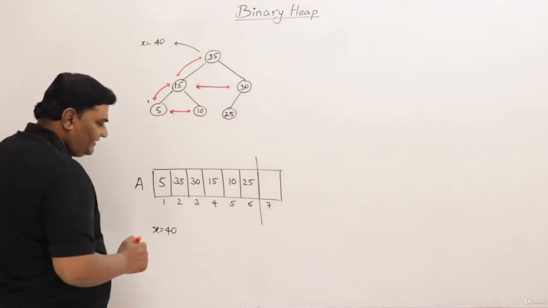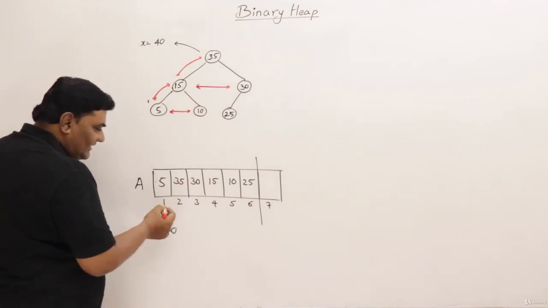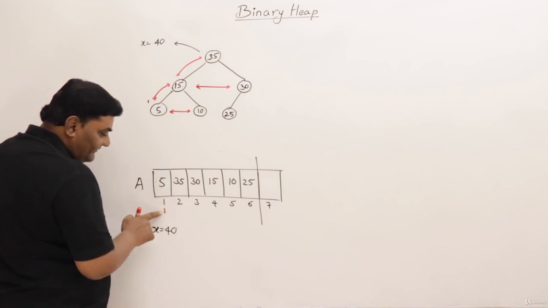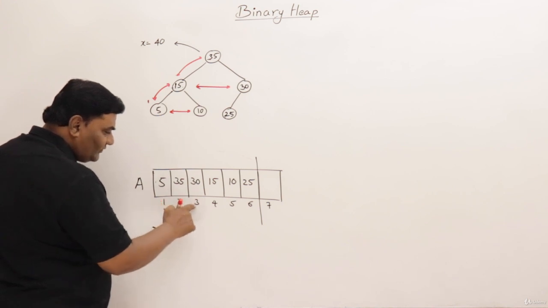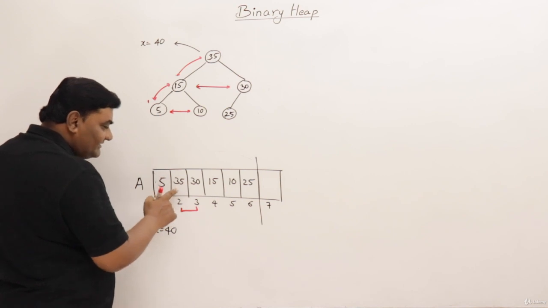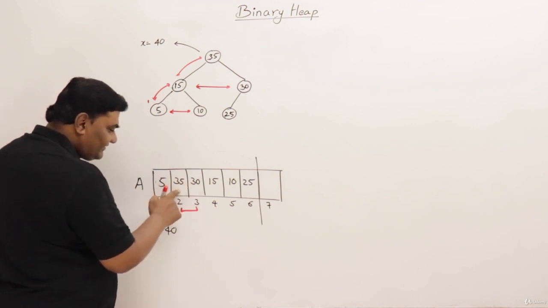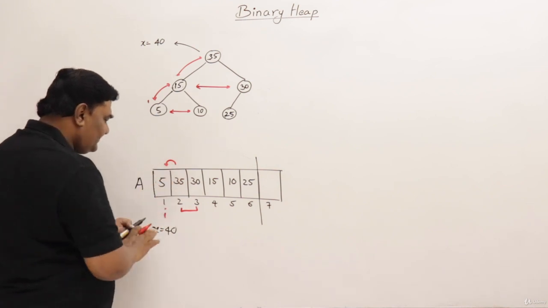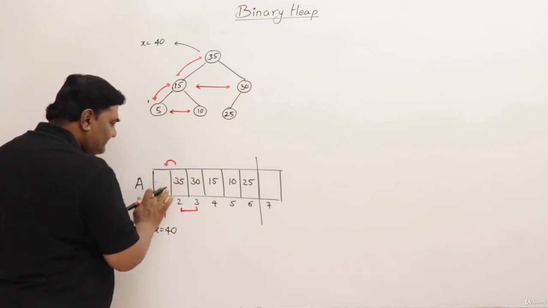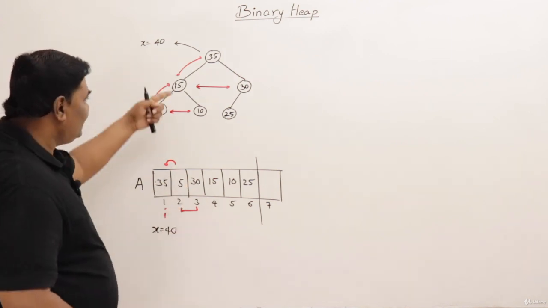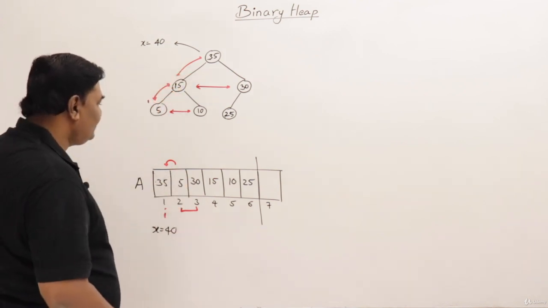So if I show it in an array, this is the element that I have to adjust. Compare its children. Who are the children? If this is i, then 2i and 2i+1. Compare these two. If i is at 1, compare its left child and right child. This is greater. Then compare this child with the parent. The parent is smaller than the child, so interchange them. So this becomes 35 and this becomes 5. This is one step that we have seen here, right? 5 came here that time.